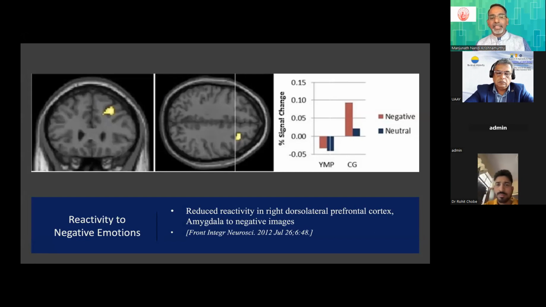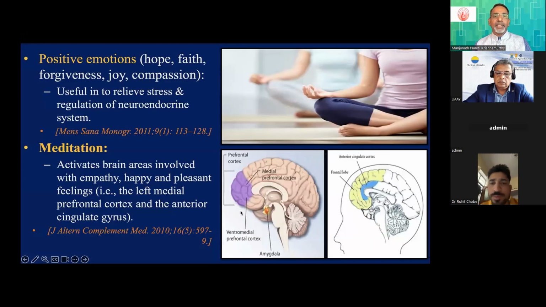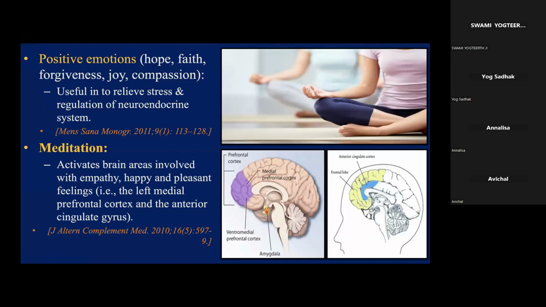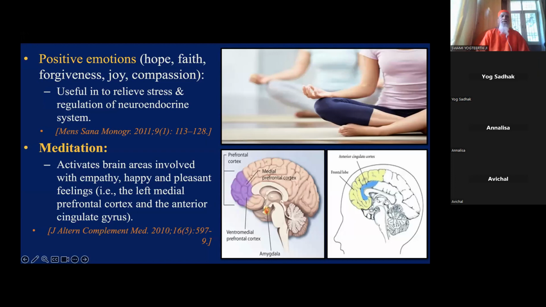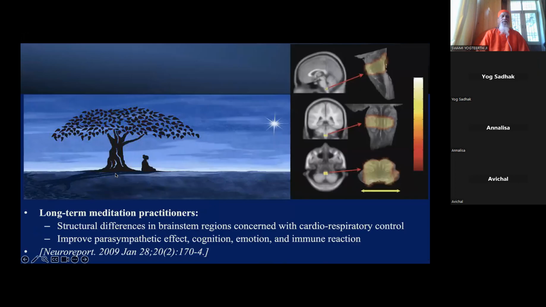This study demonstrated reduced reactivity in the right dorsolateral prefrontal cortex, particularly at the amygdalar level, which is connected with negative images. So there are a series of such studies, some talking about positive emotions, how joy, compassion, hope, faith, and forgiveness can be increased, and also the areas involved with empathy, happiness, and pleasant feelings were also seen through meditation research.